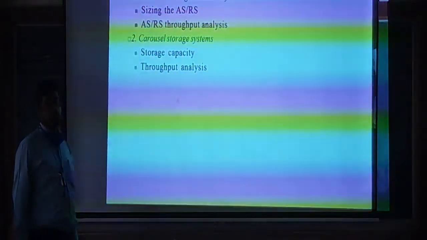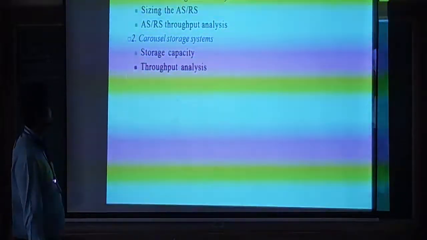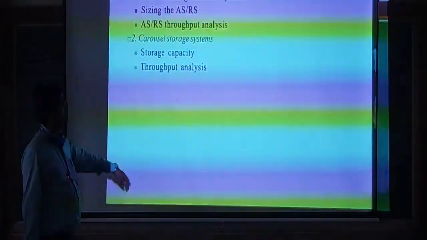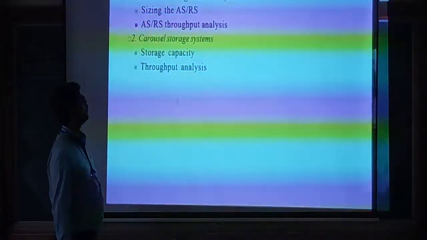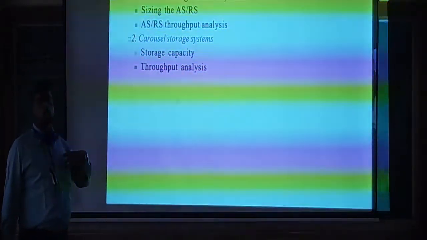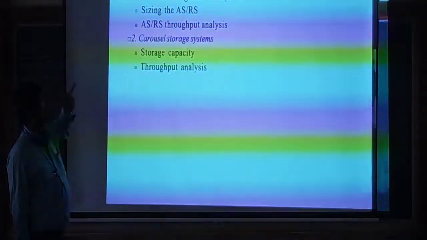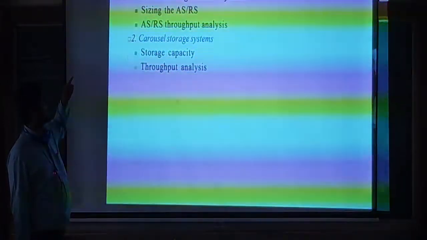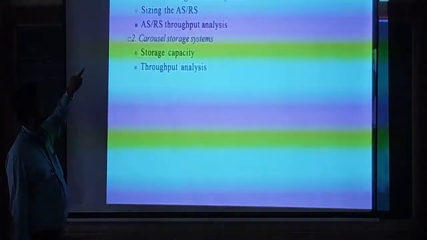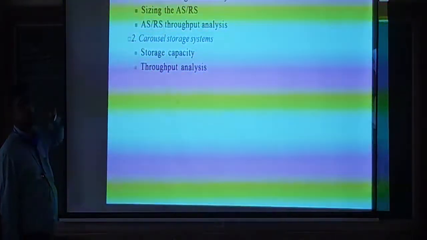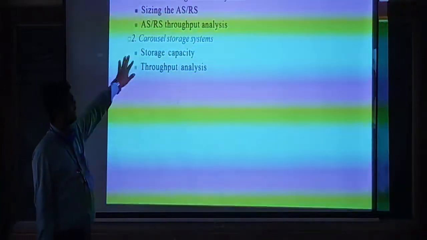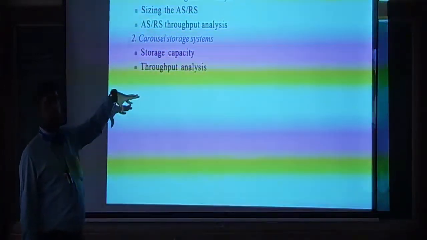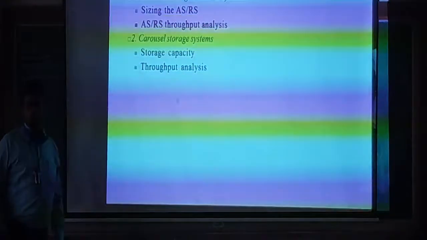And in the carousel system, second, the storage capacity. How much is the capacity of that particular storage? And then throughput analysis. Here also throughput analysis. How much will be the throughput? That we are calculating. But in the automated storage and retrieval system, ASRS, we mainly do the engineering analysis on the sizing of that particular ASRS, vertical ASRS or horizontal ASRS. But here, what is the storage capacity of that particular carousel system?